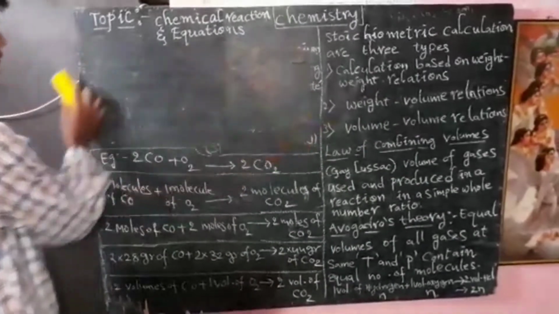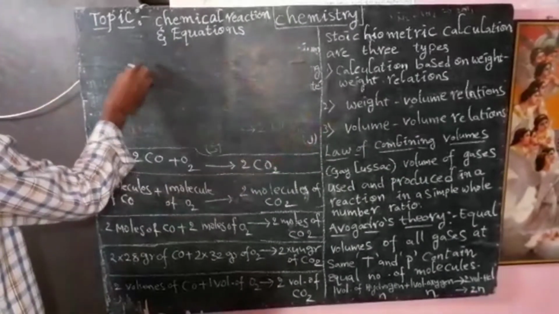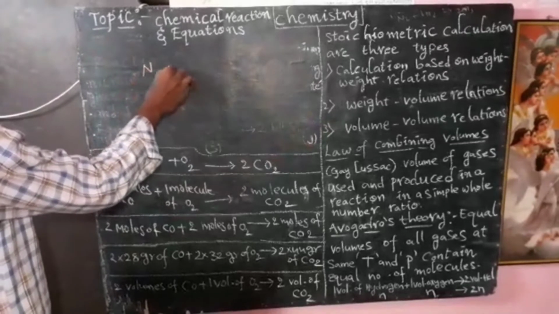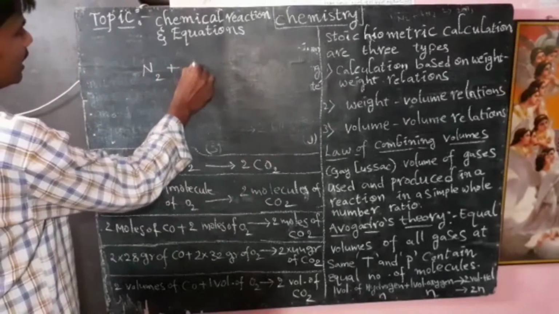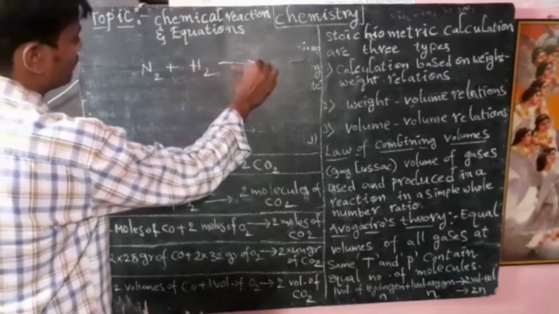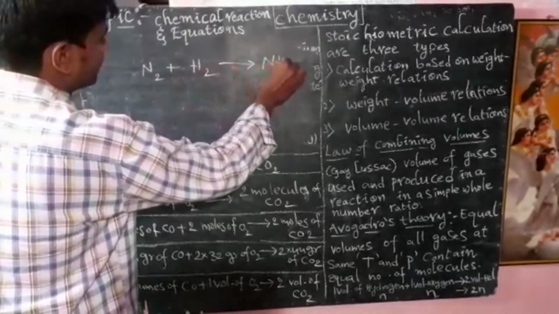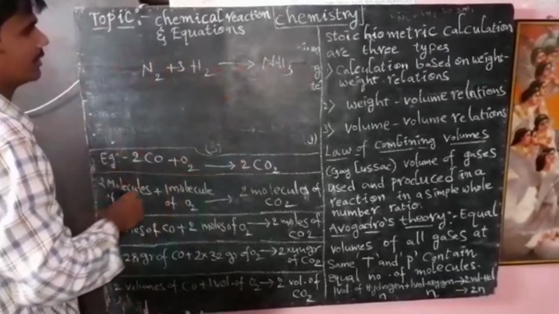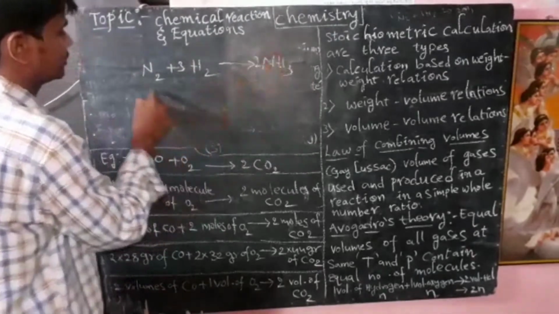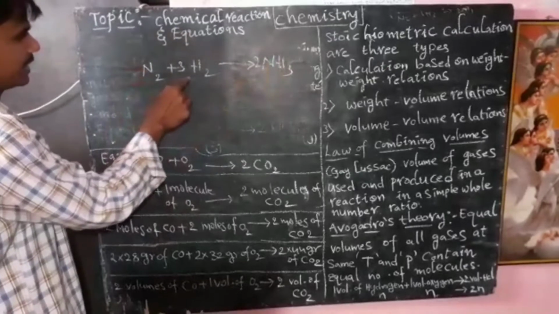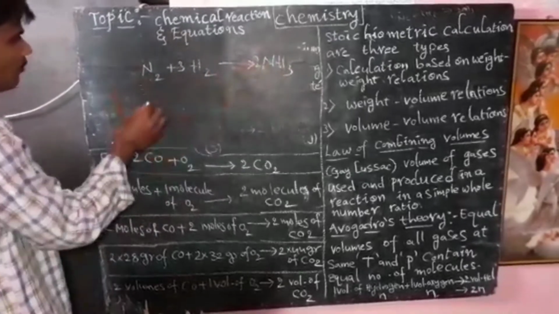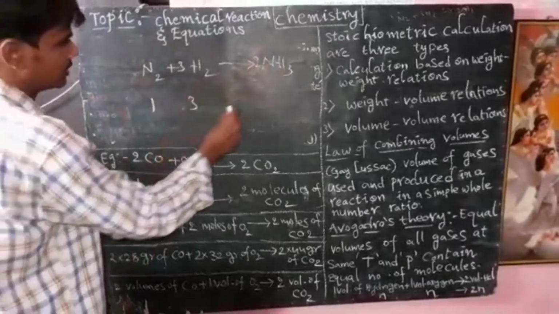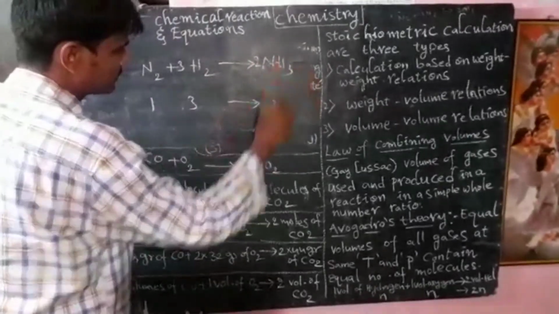For example, we know the Haber process. We can prepare ammonia. In that, nitrogen reacts with hydrogen to form NH3. To balance the equation, we have to take 3 moles here, and 2 NH3. So N2 plus 3H2 gives us 2 NH3. Here 1 mole of nitrogen combines with 3 moles of hydrogen to produce 2 moles of ammonia.